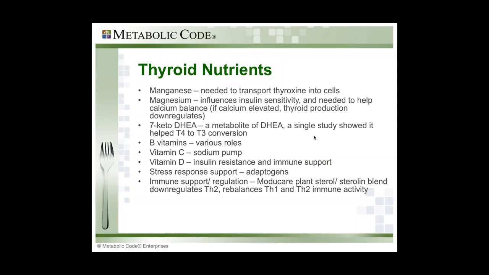And then in our practice, there's a real key nutrient that we use for autoimmune thyroid, and that's Moducare, a product whose primary ingredients are plant sterols and sterolins. There's a ton of study on that ingredient, and it is wonderful for down-regulating that Th2 immune response and rebalancing that Th1 to Th2 teeter-totter that I showed you the slides on. So we always use Moducare in people with autoimmune thyroid.